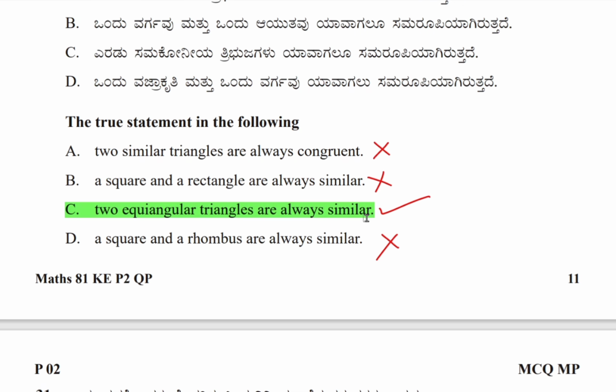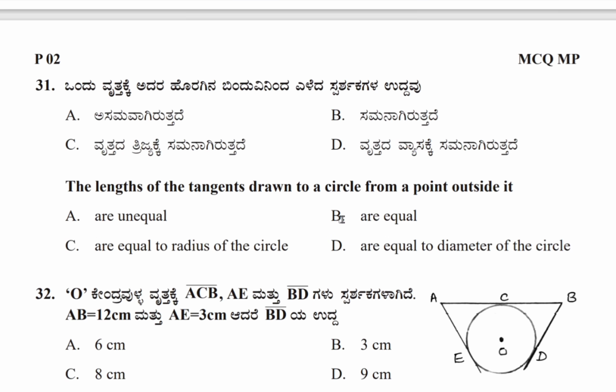Similar figures are those that have the same shape but not the same size. Therefore, two equiangular triangles are always similar. Same shape, different size. By using the concept of similar figures, the correct answer is option C. Next question, very simple and most repeated question.